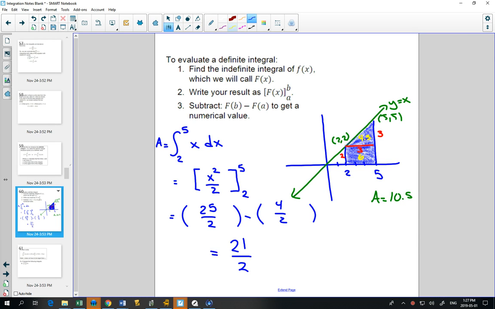So I guess it didn't work, because we got 21 over 2, and the actual area was 10.5. Or wait a minute, it did work. Whew. We got the same answer without having to separate it into different shapes.